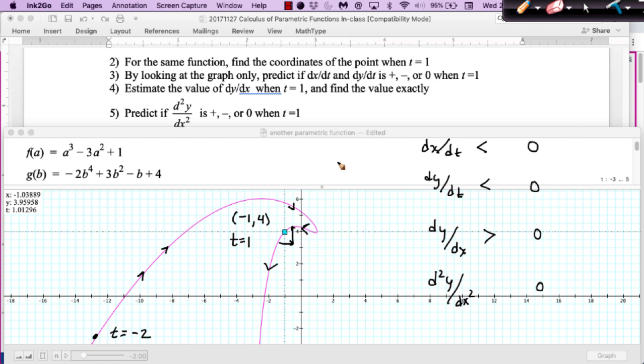So t is out of the question here, right? T is not in the picture. It's just how does y change with a change in x? And that would be up and to the right. Sorry, up as you go right. Okay. What about the second derivative?